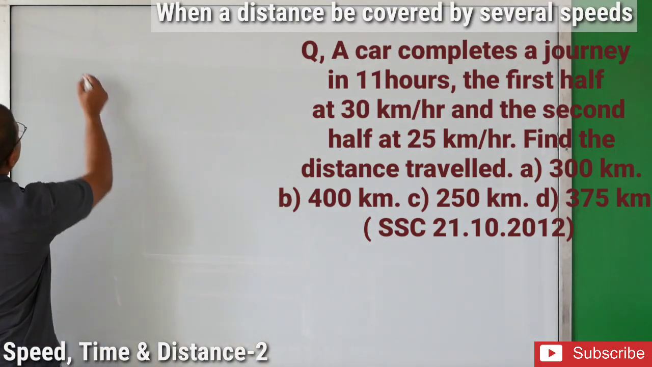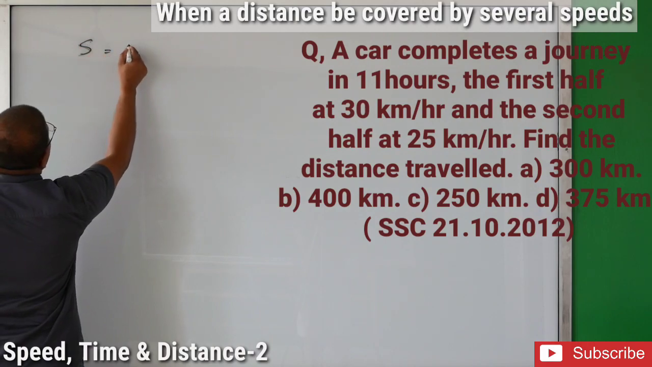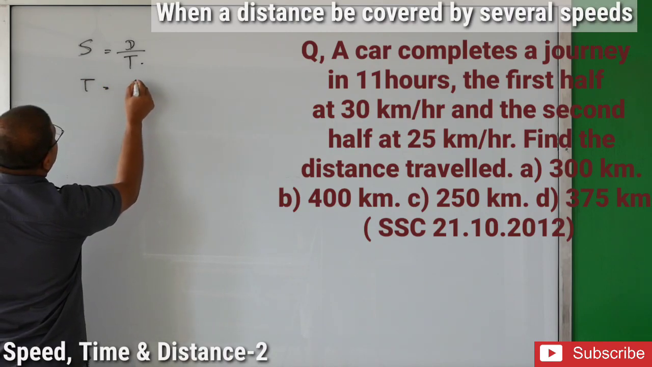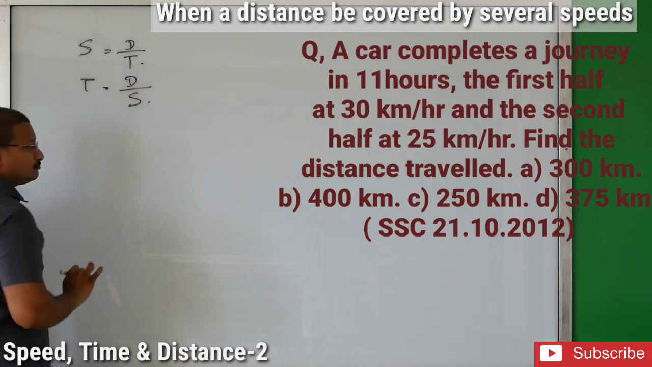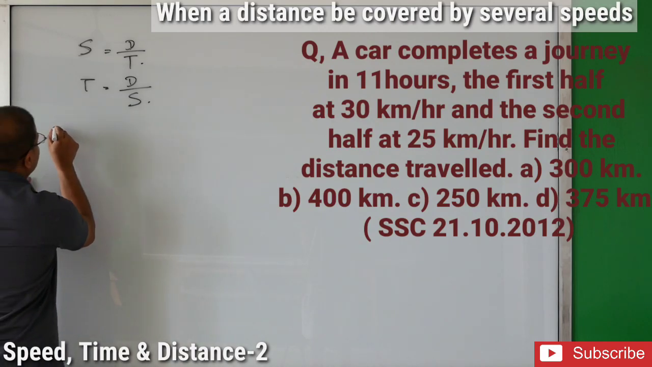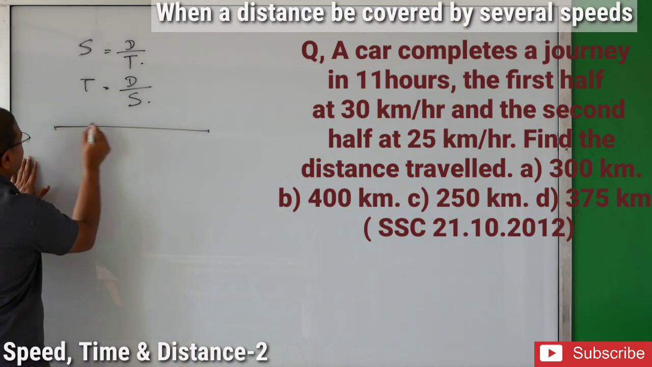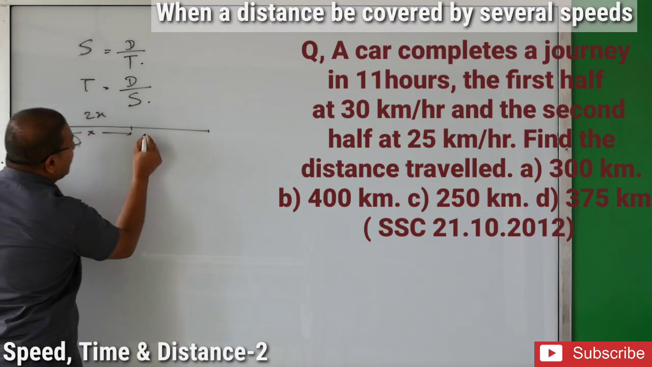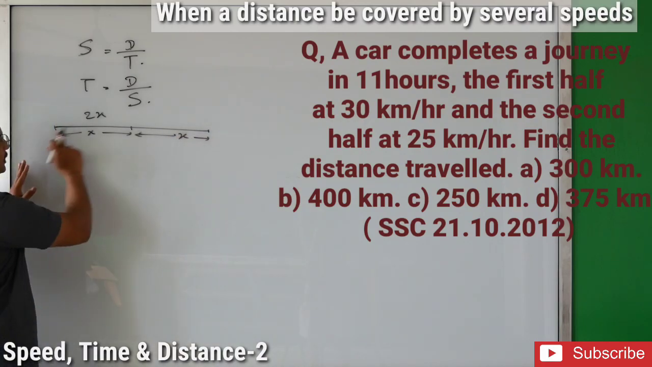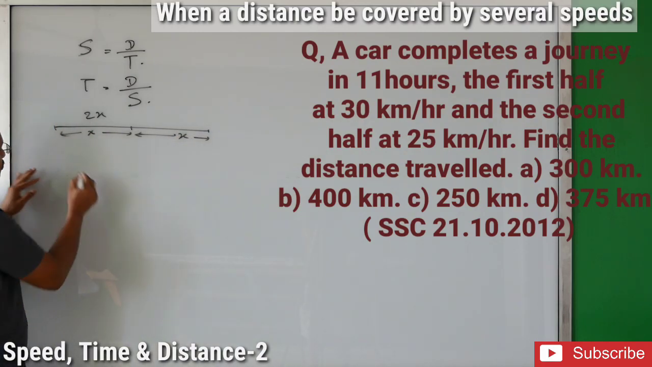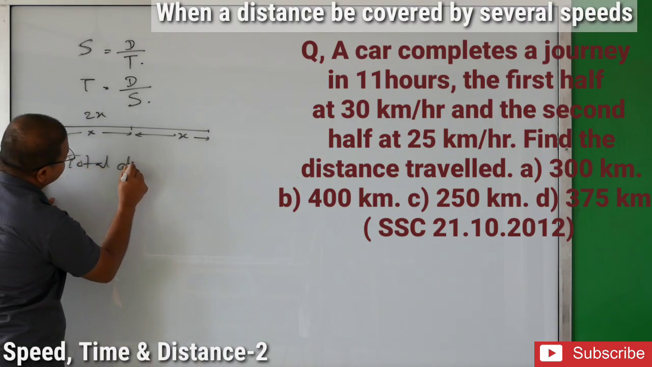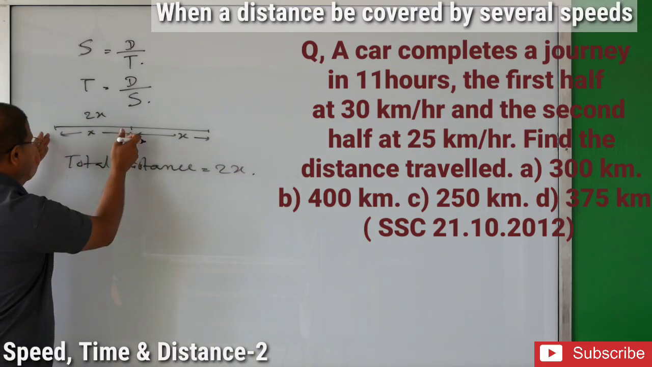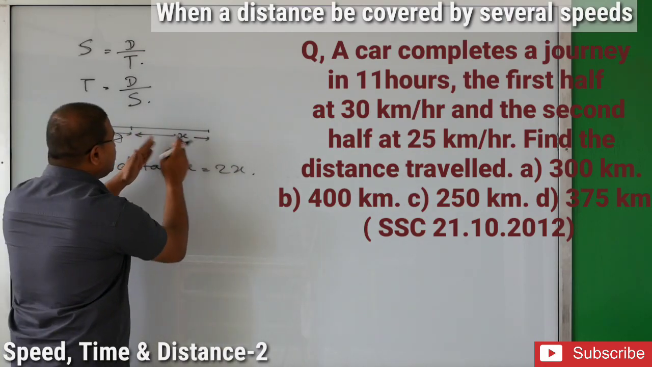So we should know one equation. Speed equals distance by time. Here we will take time equals distance by speed. After that, the total distance I am going to take as 2x. 2x means the first half will be x and the second half will be x. So total distance equals 2x, first half x and second half x.